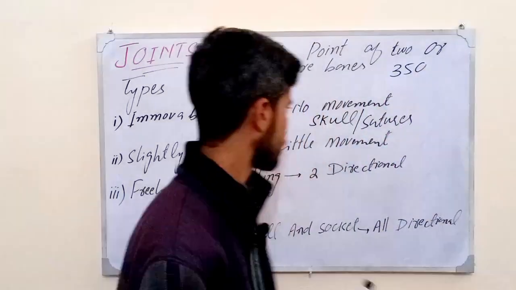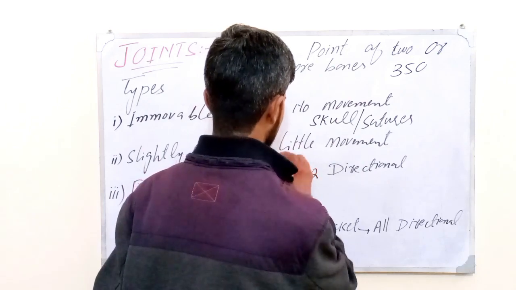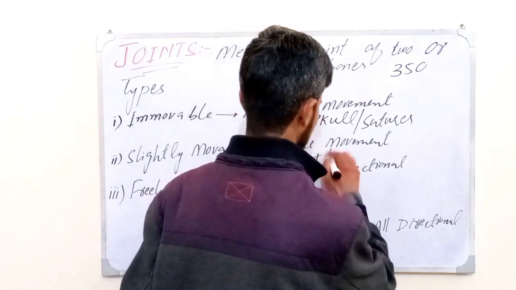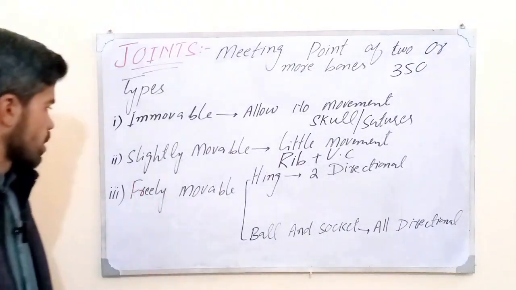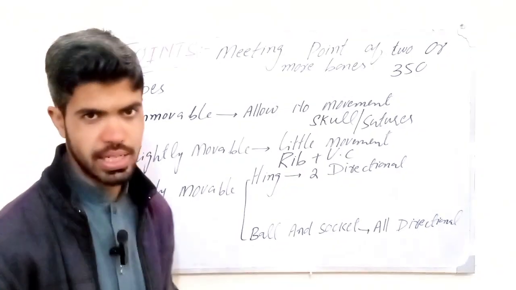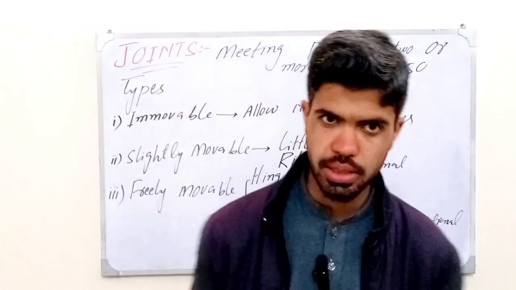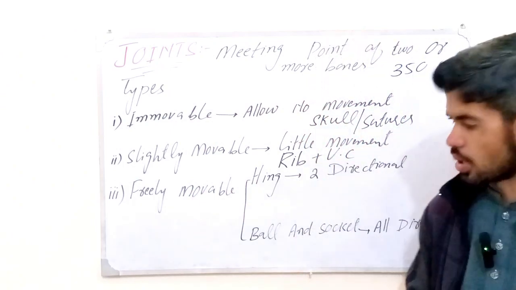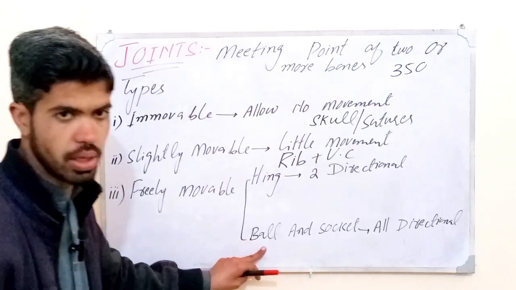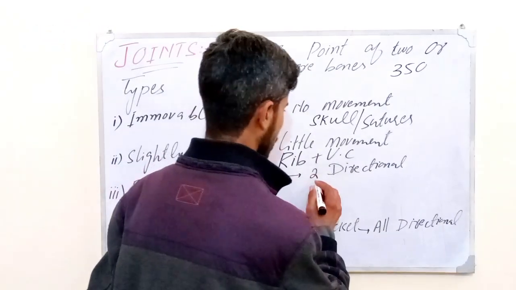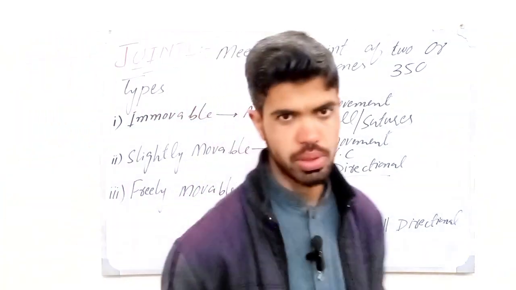The example is the joints of the ribs and the vertebral column, where the vertebral bones are joined. Last are the freely movable joints, the totally movable joints. They have different types according to direction and amount of movement. One is the hinge joint and the other is the ball and socket joint. A hinge joint allows movement in two directions, forward and backward.